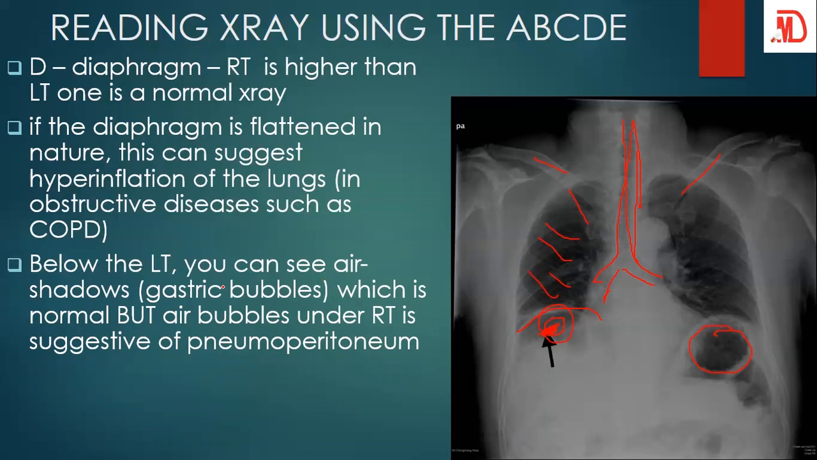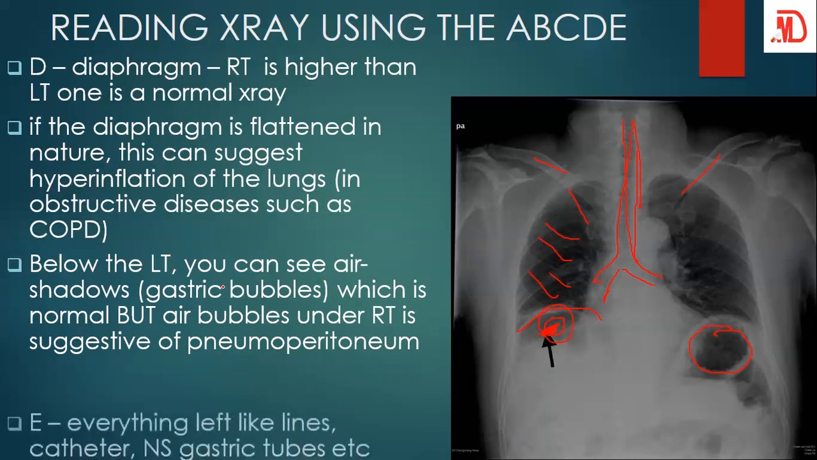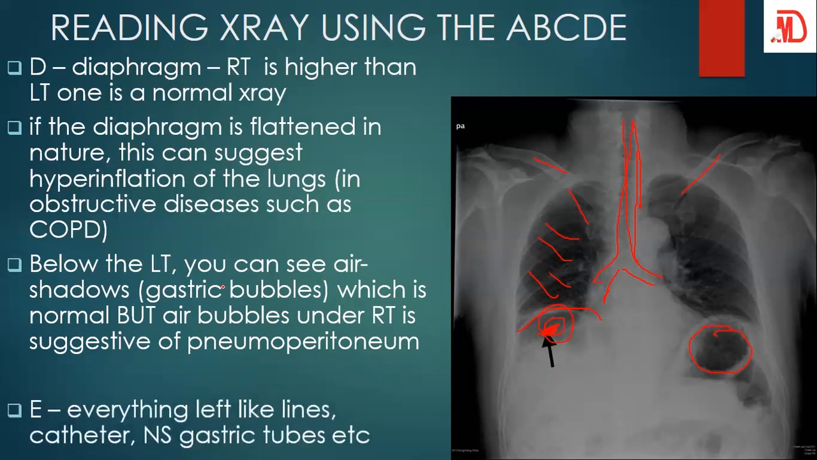So that is D. And then E is what? Everything that is left. Sometimes you see some lines. I saw one diagram where there was a pacemaker, right? So you see that the opacity was very, very high. You can see catheters. You can see gastric tubes, et cetera, passing through it. So the E stands for what? Every other thing.